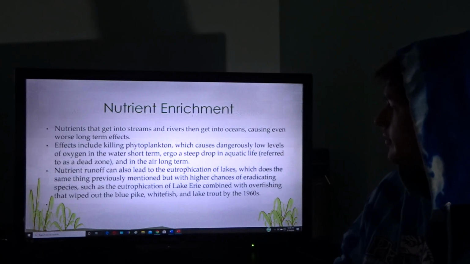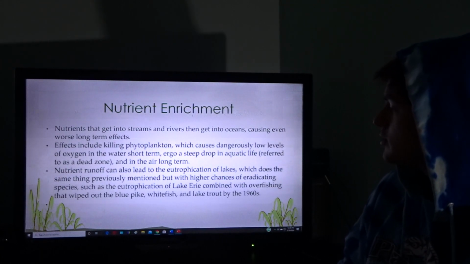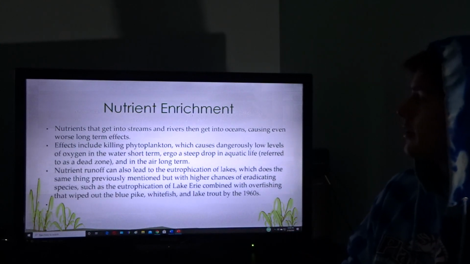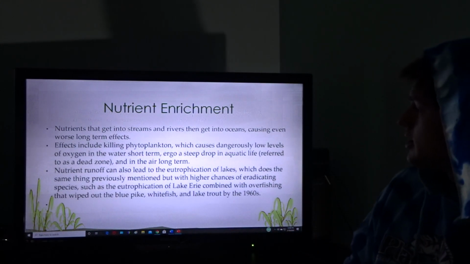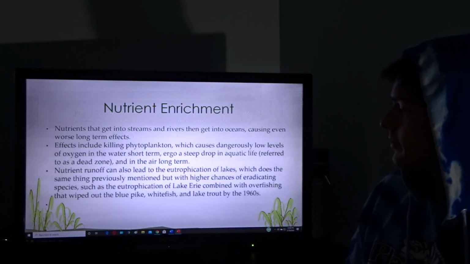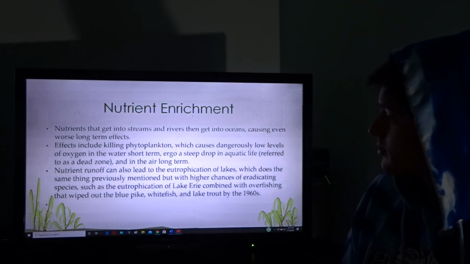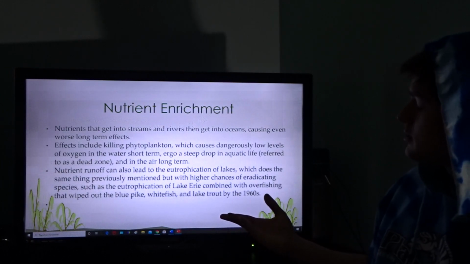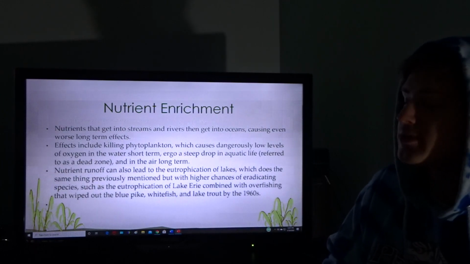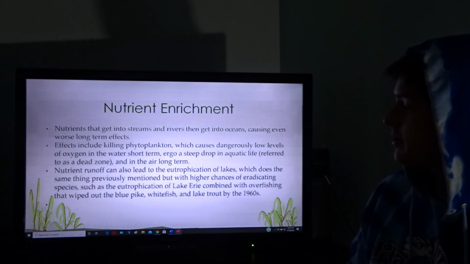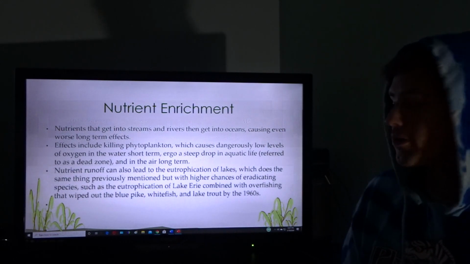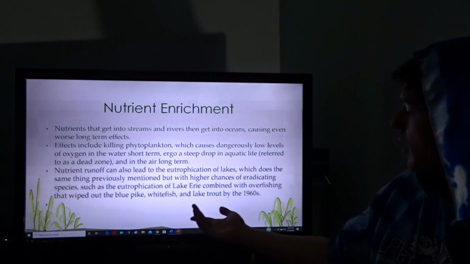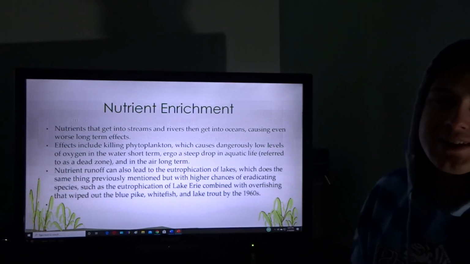So nutrient runoff can also lead to something we call the eutrophication of lakes, which is much similar to the dead zones that are caused in marine areas. The eutrophication of lakes also causes the same types of death and the same types of dead zone. And we can look at the eutrophication of Lake Erie as a prime example of this. The combination of the eutrophication of Lake Erie and overfishing led to the overwiping of the blue pike, whitefish, and lake trout all by the 1960s.